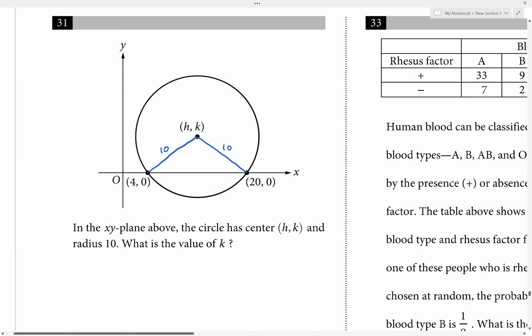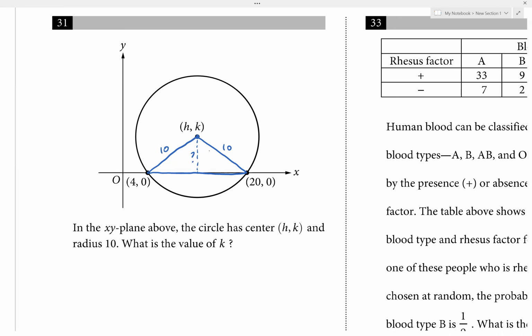So what we have here is we actually made this triangle. And we want to figure out the k value. So this is like the height of the triangle, right? Because from the x-axis, this will be 0, and then all the way to the k value. So if you can figure out how long this side is, that should be the k value. Okay, so that's what we have to do here.